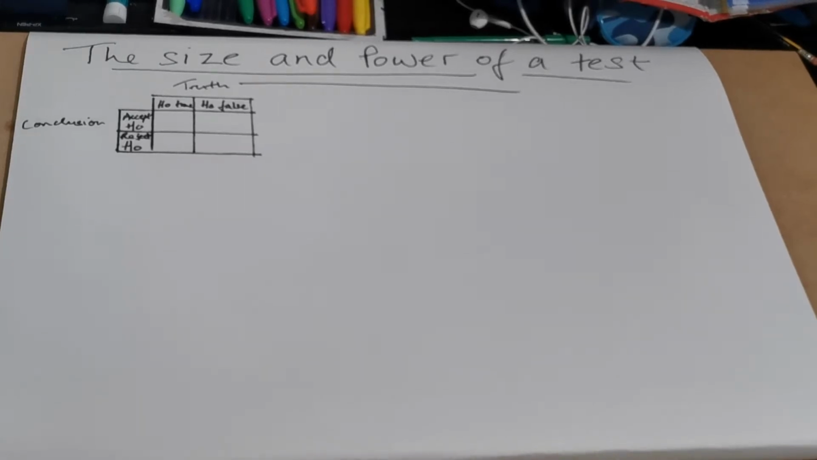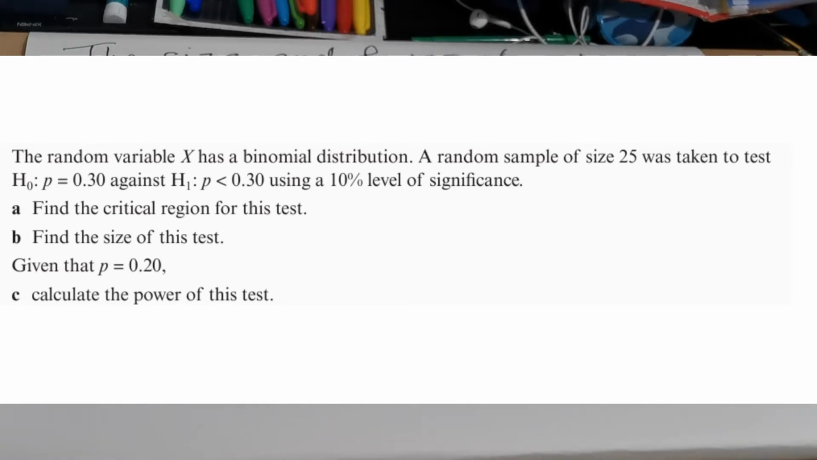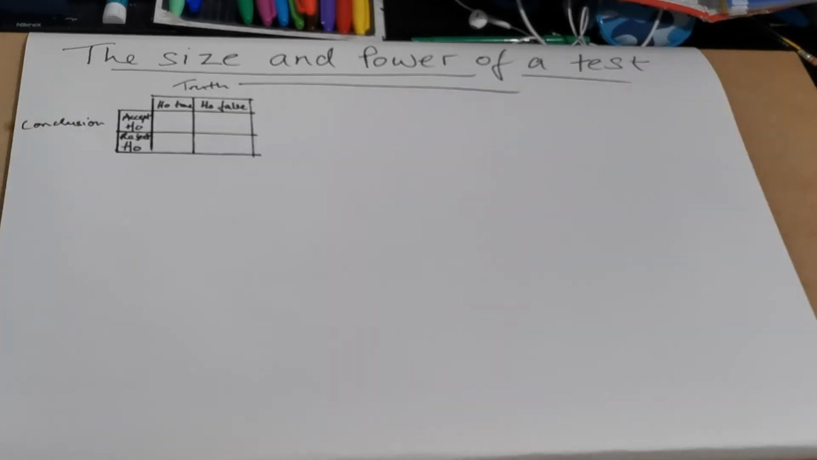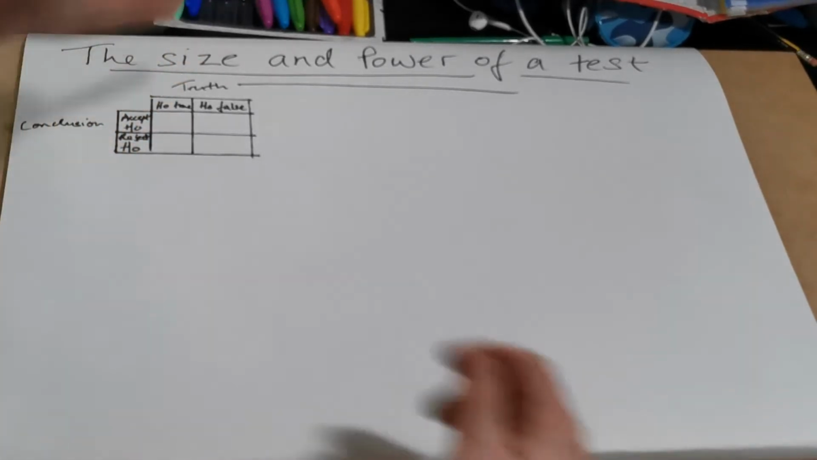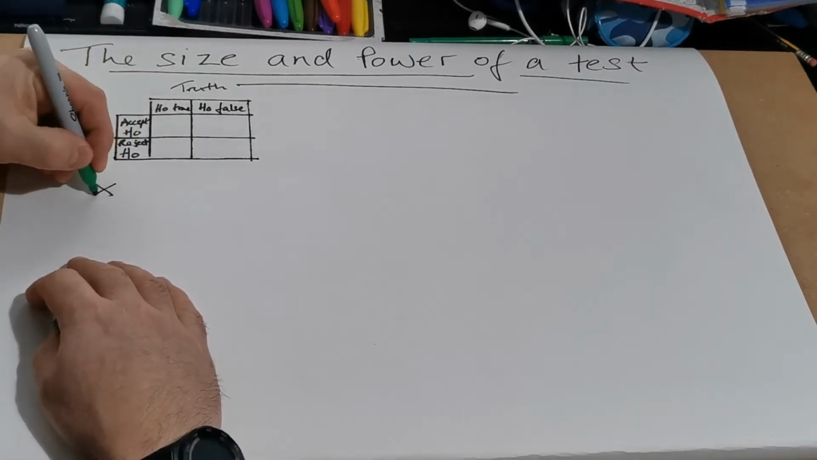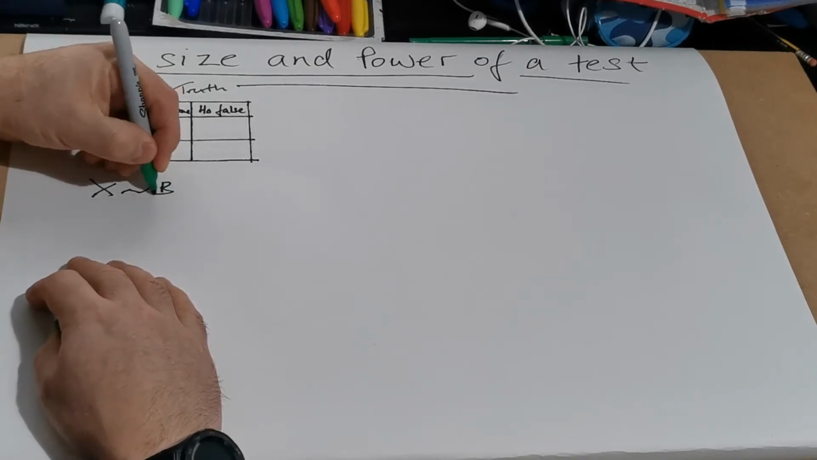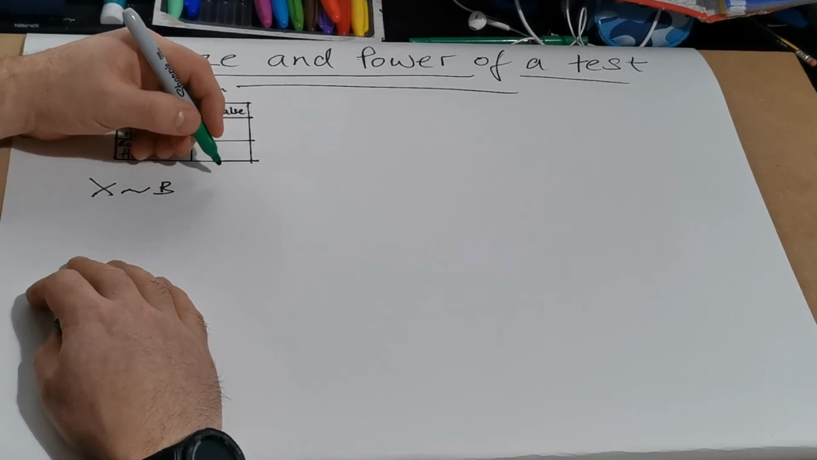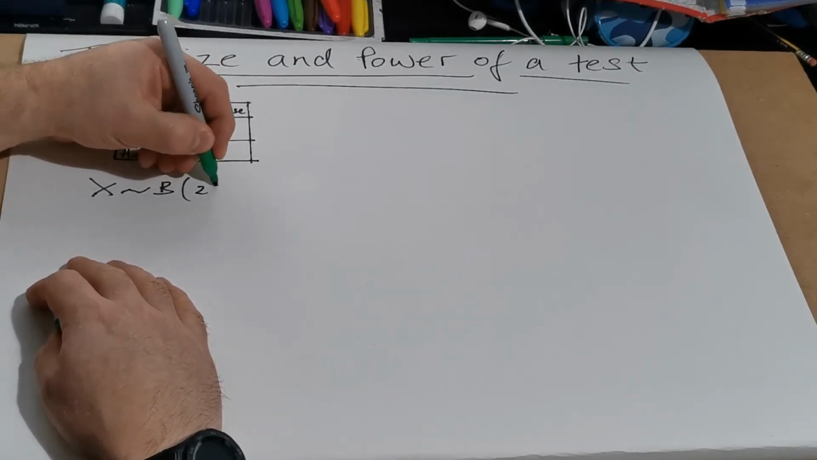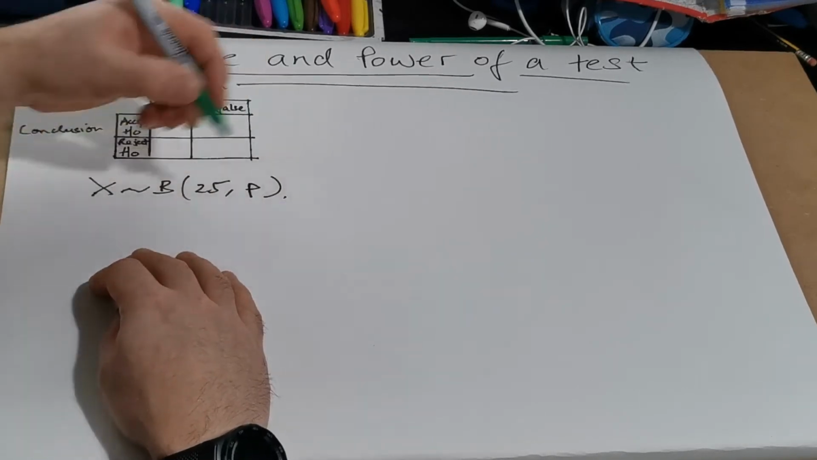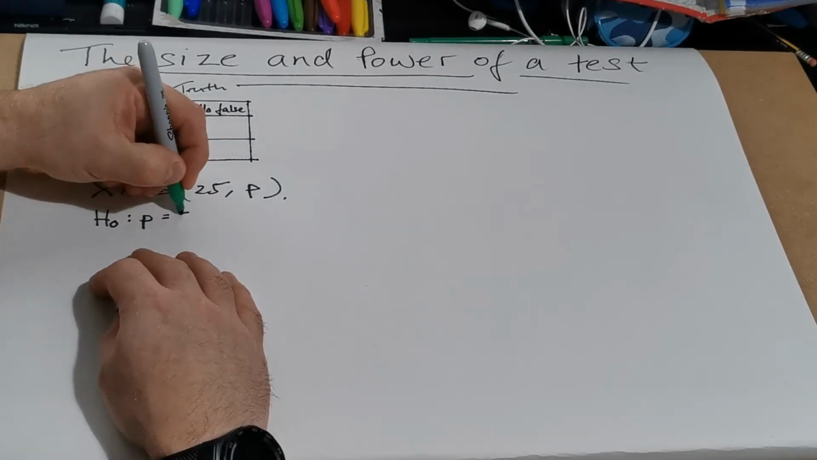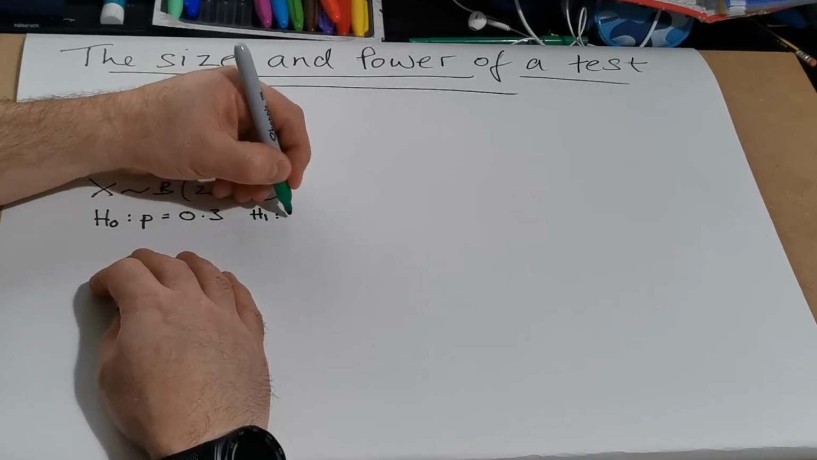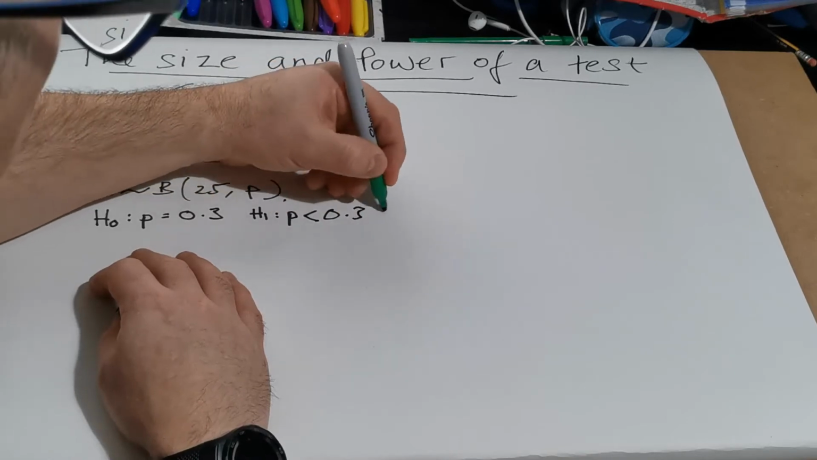So I'm going to go on to look at this question. It says a random variable x has a binomial distribution. A random sample of 25 was taken to test the H0 of the probability being 0.3 against the H1 of the probability being less than 0.3 using a 10% level of significance. And we're going to start by finding the critical region for this test. Okay, so we know that x is a binomial, and we're going to look at 25 in the sample, and it's got a probability of p, and our H0 is that p is 0.3 and our H1 is that p is less than 0.3. So what we're looking at is a one-tailed test.